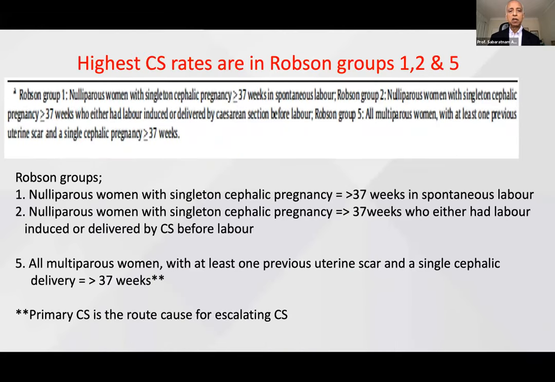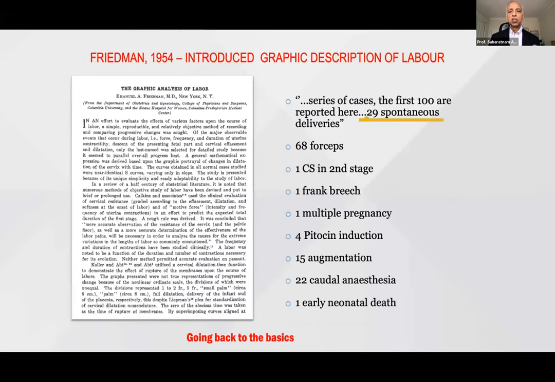And if you go back to Robson's classification, we have to focus our attention on nulliparous women who come in spontaneous labor after 37 weeks, those who get induced or whom we are putting for elective section, as well as whether we should give a trial of labor in those who had a previous cesarean scar. Groups 1, 2, and 5 are the main areas we have to study to reduce cesarean section. So we go back to labor management.